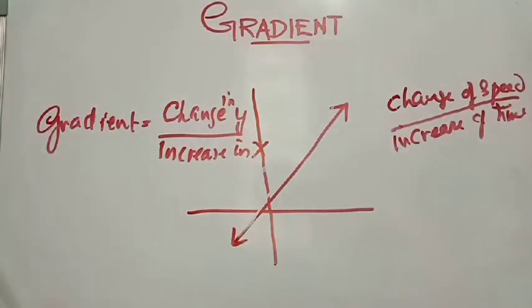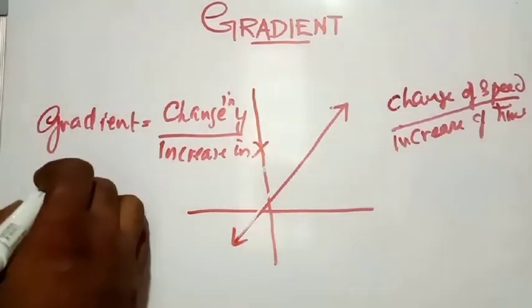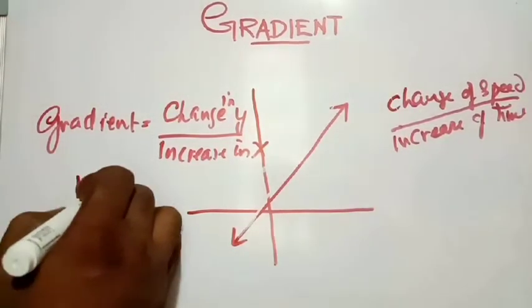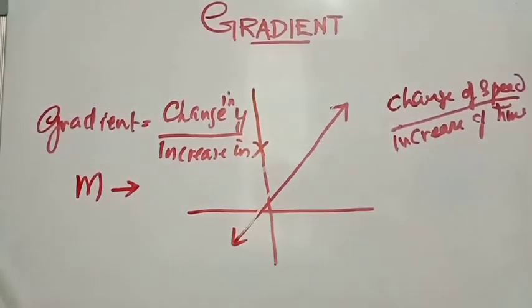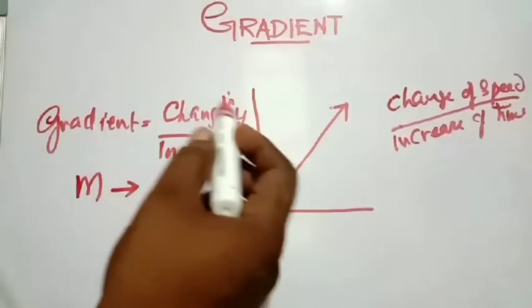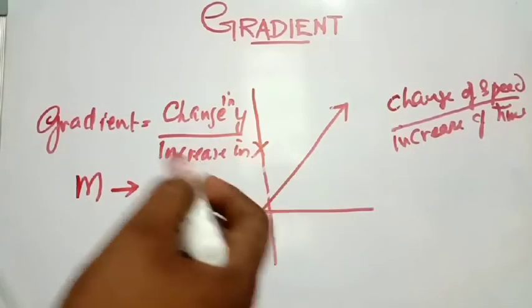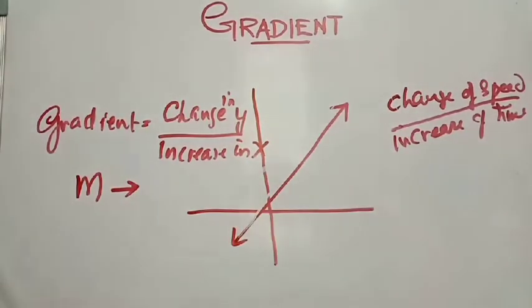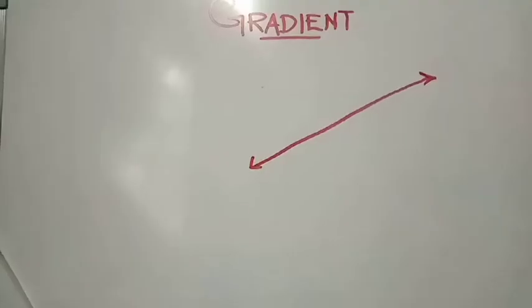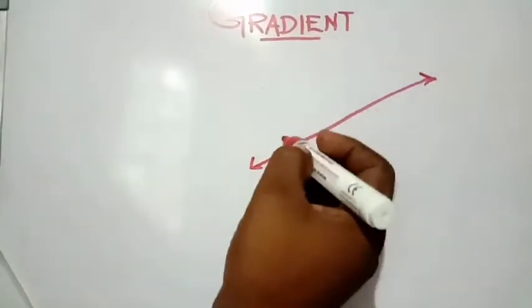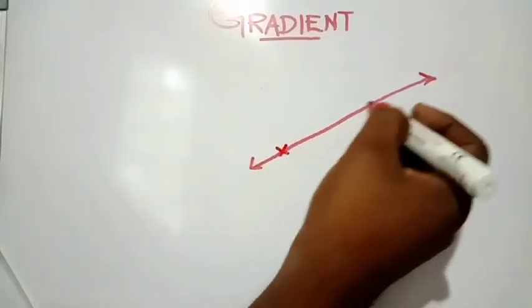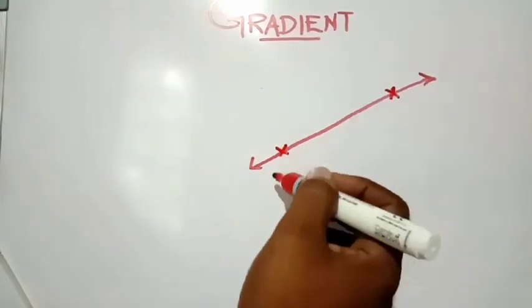And it is difficult for us to write the word gradient always. So for gradient, we use the notation m. M is the notation for gradient, which is a change in y divided by an increase in x. When we consider a straight line, let's mark 2 points on this. Consider 2 points on the straight line.